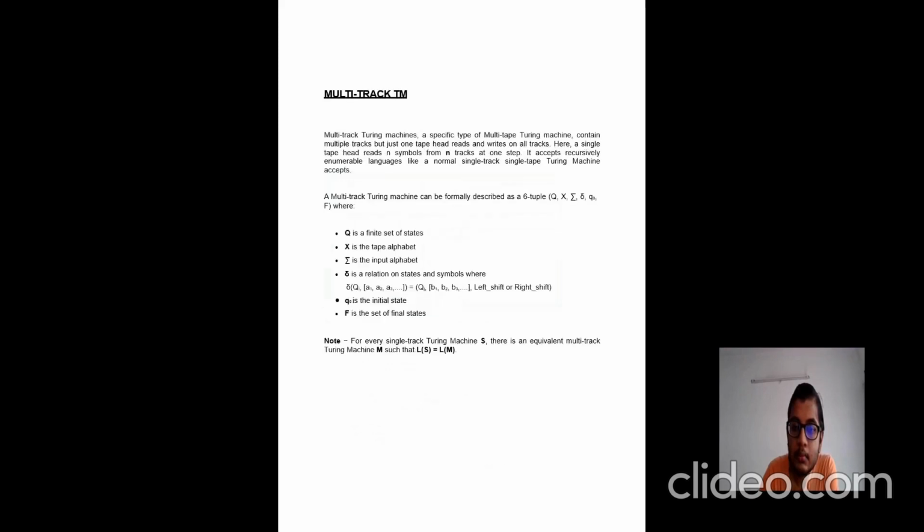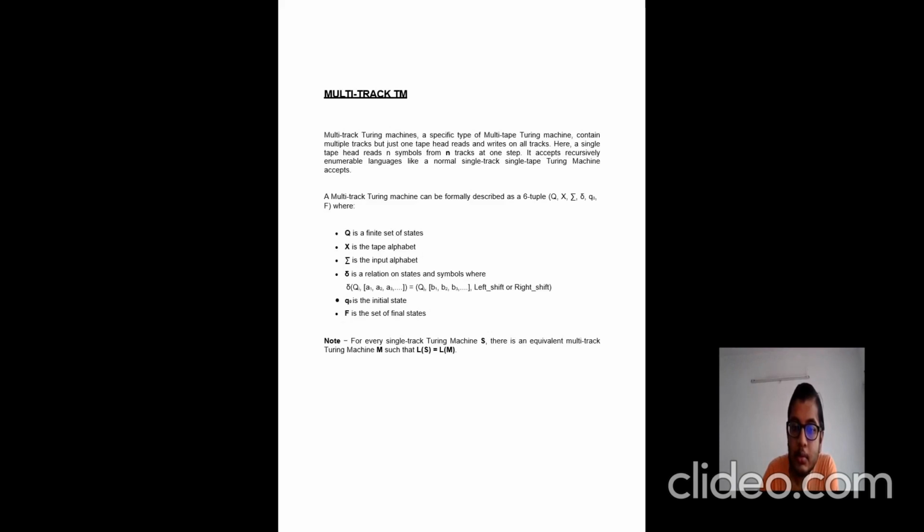Now we have the multi-track Turing machine. Multi-track Turing machines are a specific type of multi-tape Turing machine containing multiple tracks but just one tape head that reads and writes on all the tracks. Here a single tape head reads n symbols from n tracks at one step. It accepts recursively enumerable languages, like a normal single-track, single-tape Turing machine does.